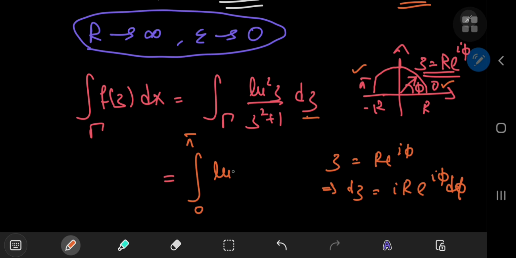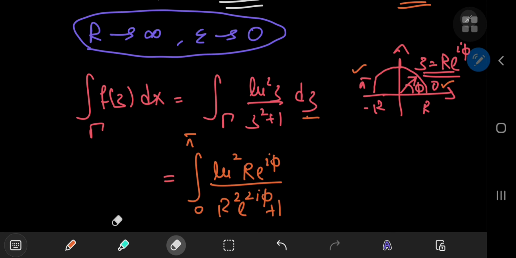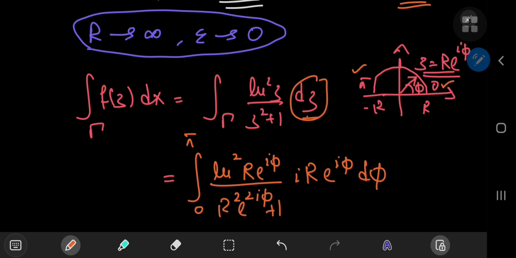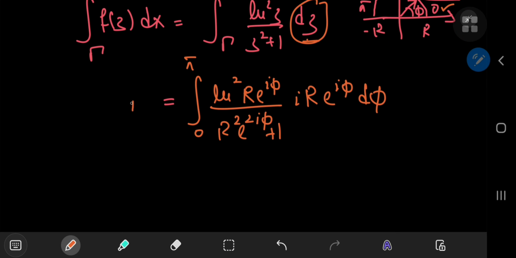And we have the square of the natural log of r times e to the i phi divided by r squared e to the 2i phi plus 1, times, let me erase all of this to give myself some writing space, the differential element, which became i times r times e to the i phi times d phi. Okay, this does look awesome, but what do we exactly do with it? Well, for that, let's call it I1 and consider the absolute value of I1.